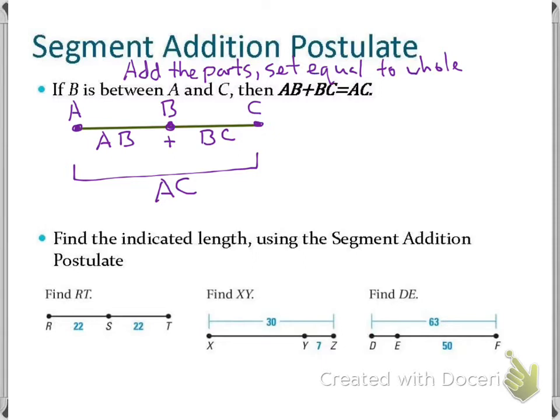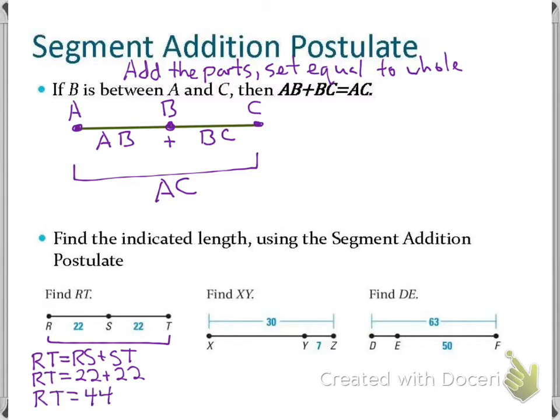So if we look down, we have some examples. First up, I need to find RT. RT is the whole thing. So we're not using the numbers, just writing it out. I know that RT equals RS plus ST. Well, what do I know? I know RS is 22. I know that ST is 22. So that by adding those together, I get that RT is 44 units.